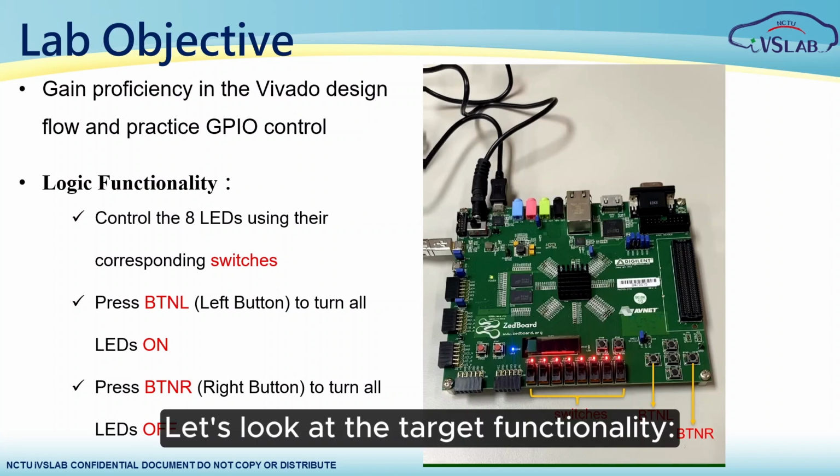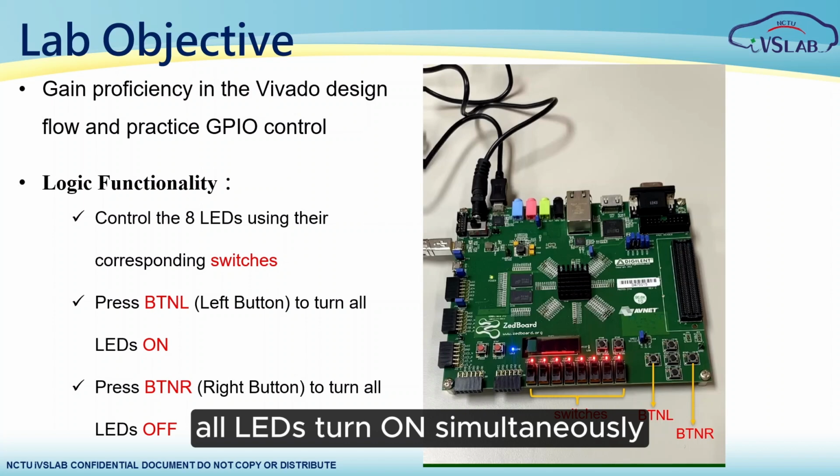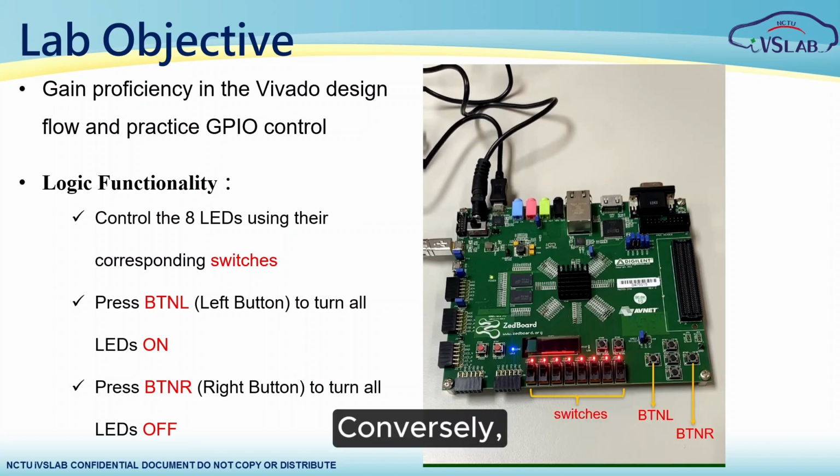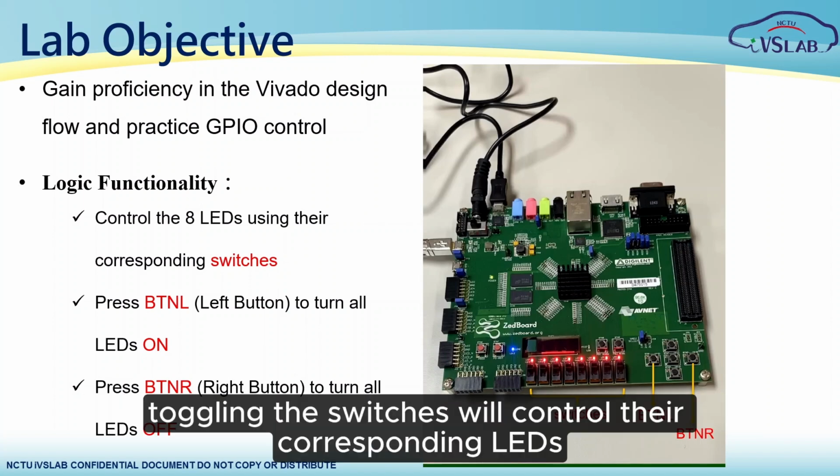Let's look at the target functionality. When you press the left button, BTNL, all LEDs turn on simultaneously. Conversely, pressing the right button, BTNR, turns them all off. Additionally, toggling the switches will control their corresponding LEDs.